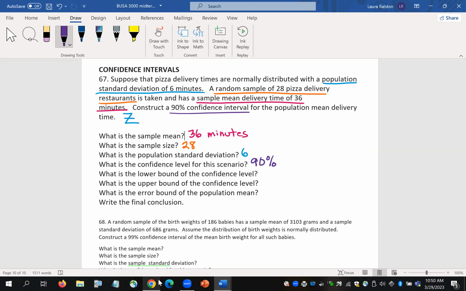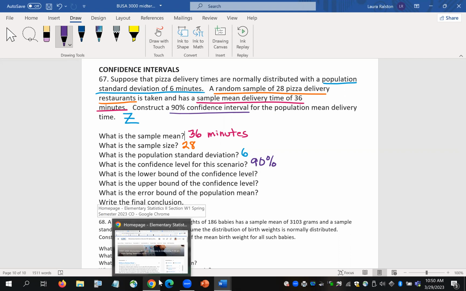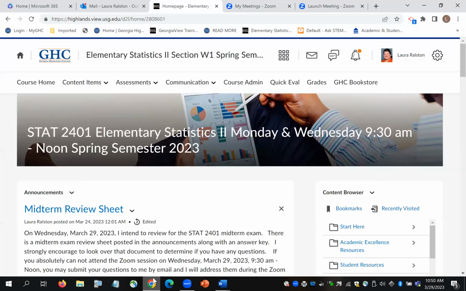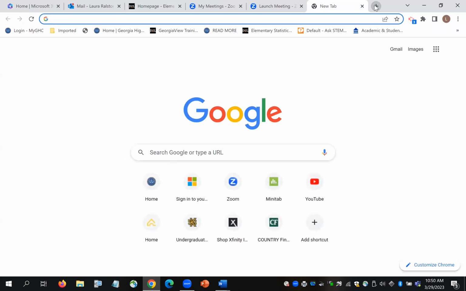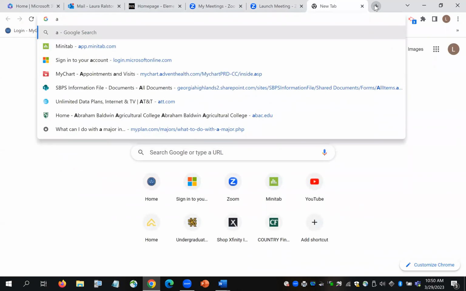To construct that confidence interval, we have to go out to Minitab. And I've got to get mine opened up. I haven't opened it up this morning.